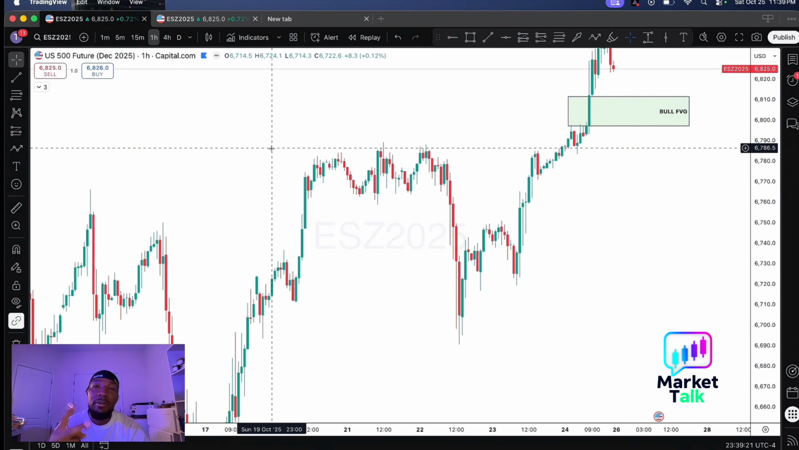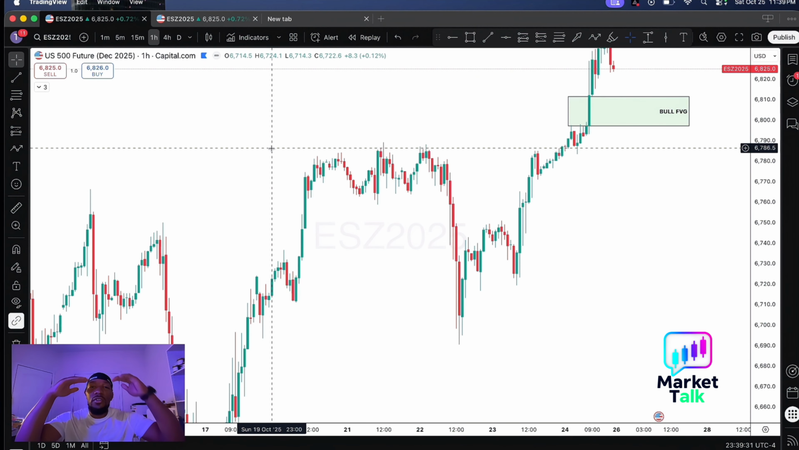There are two main types of liquidity that you will typically see in the market. Buy side liquidity, which sits above equal highs. That's typically where buy stops are placed. And sell side liquidity, which sits below equal lows. That's typically where sell stops are placed. Price naturally gravitates to these areas like a magnet before it reverses.